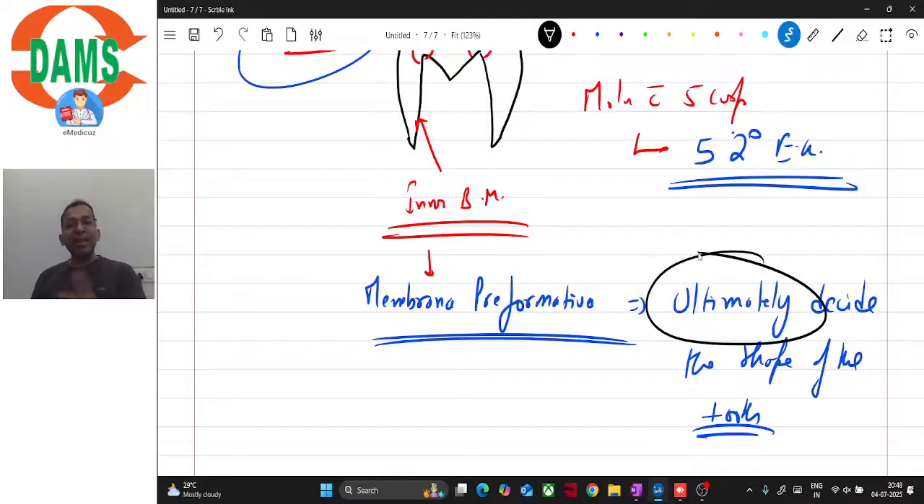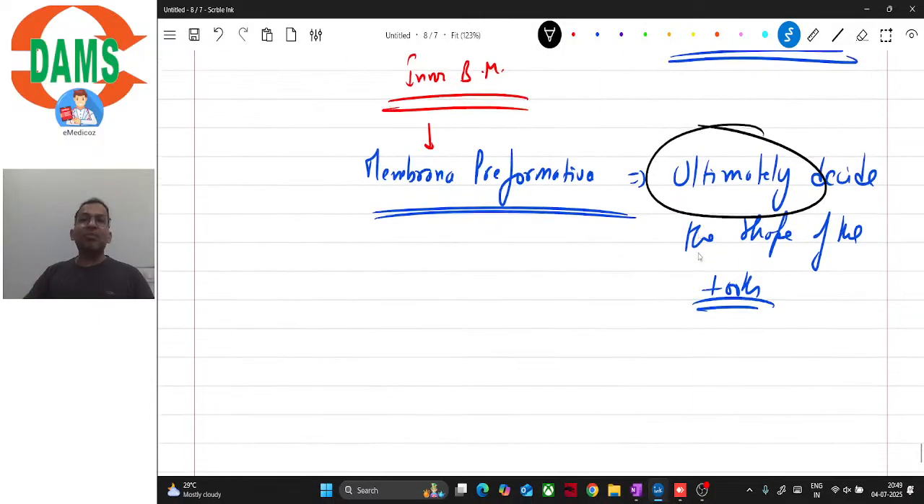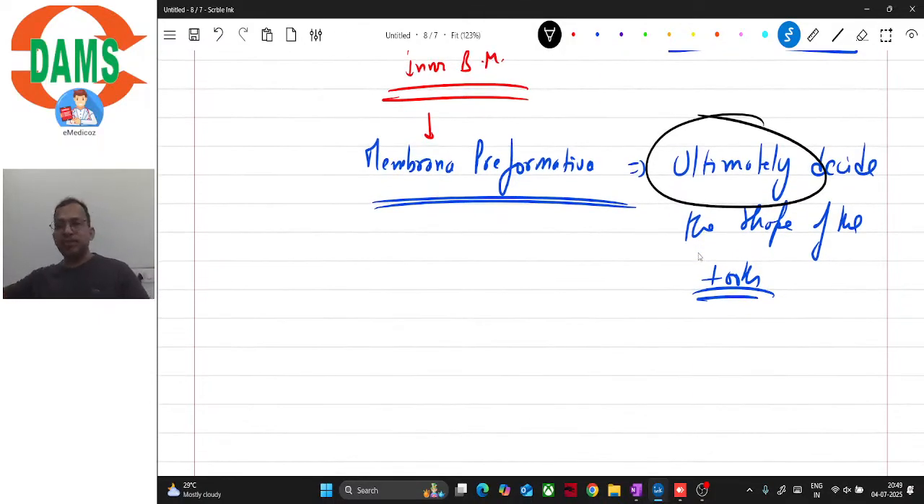That means in the late bell stage. Once we are in the late bell stage, then the shape of the tooth is decided by membrana preformativa. The membrana preformativa is not present in the bud or cap or early bell stage. So in those stages, membrana preformativa is not going to decide the shape of the tooth, isn't it? It is going to decide the shape of the tooth only in late bell stage.